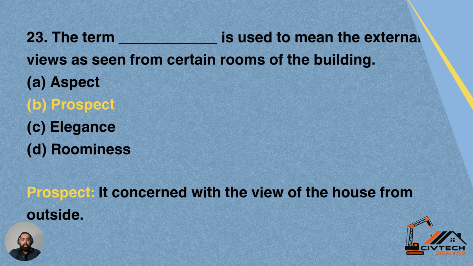Question number 23. The term dash is used to mean the external views as seen from certain rooms of the building. So normally people within the rooms of a building see outside the building and see various features or external views. So what is this? Is it aspect of a building? Is it prospect? Is it elegance or roominess? Yes, option B is correct. It's prospect. In prospect, we can see from inside the building towards outside.